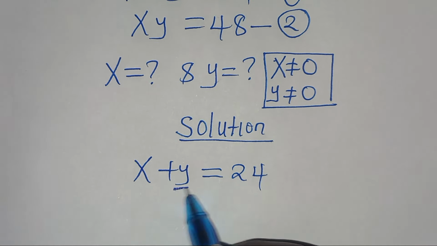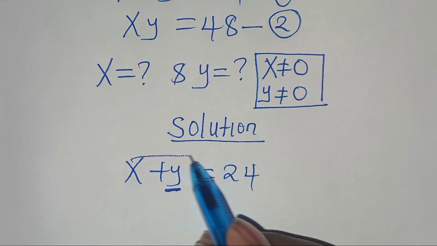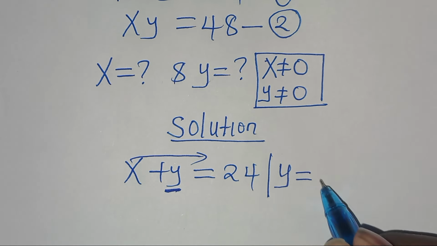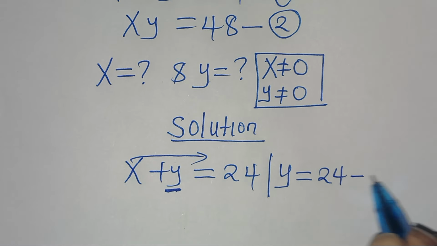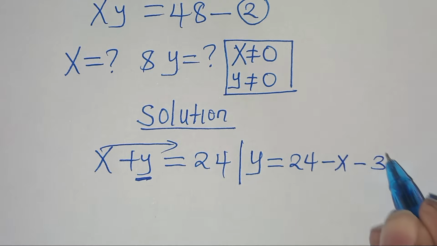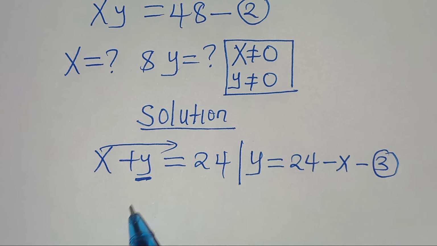let's make y the subject of the formula, so that now we take x to the right hand side, and this means that y is equal to 24 minus x. Let's call this equation 3. Now let's substitute equation 3 into equation 2.